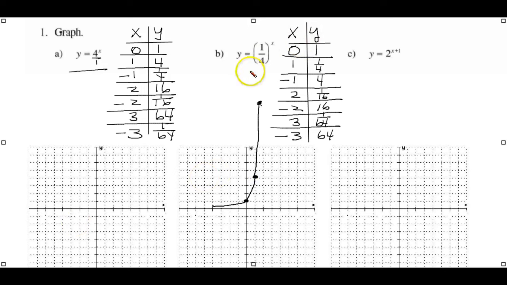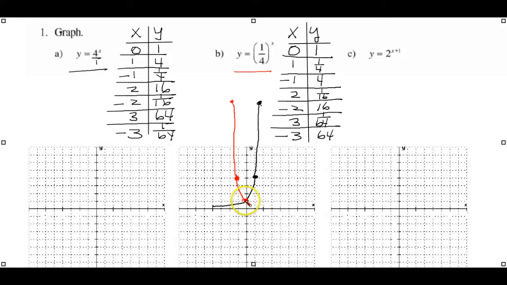To contrast, I'll put this one in red. Y is equal to 1/4 raised to the x power. So when x is 0, anything to the 0 power is 1. So that's going to go right here. Now, when x is a -1, it's 4. So over 1, it's right there. When x is 2, it's 1/16. So -2, 1/16 is right up there. So our graph now looks like so.